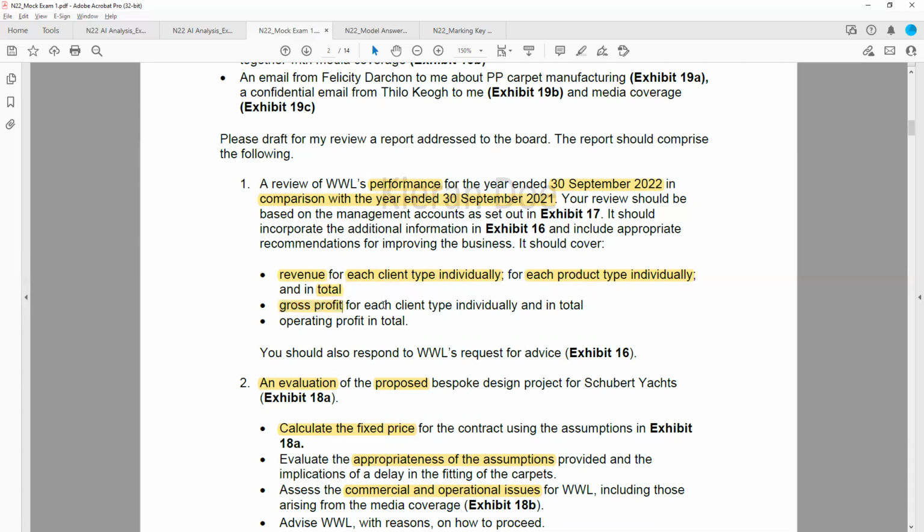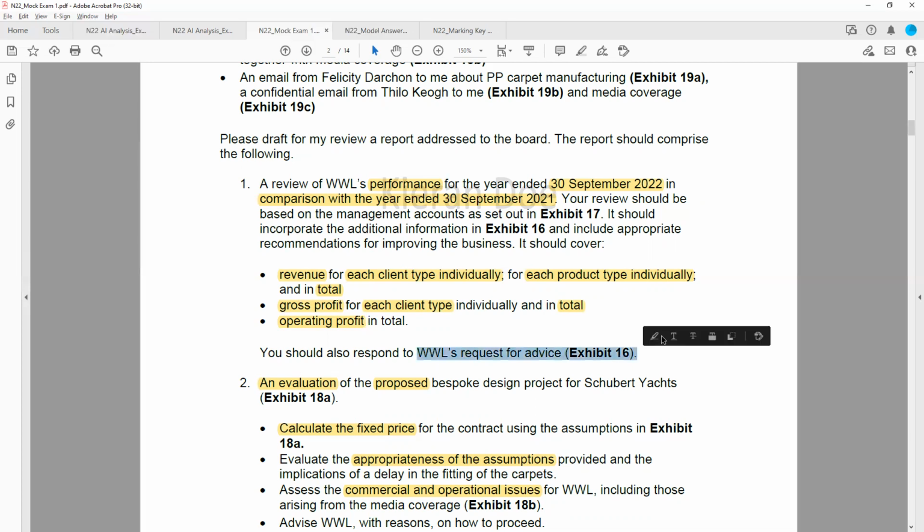Gross profit for each client type individually and in total, and then operating profit in total. So this is really important that you don't just default to revenue and gross profit and then miss out operating profit, or default to just doing client type because that's what you thought would come up and that's what came up in your mock exams, and then miss out any analysis by product type. So really important you focus on exactly what the examiner has asked for, and then let this drive your headings.